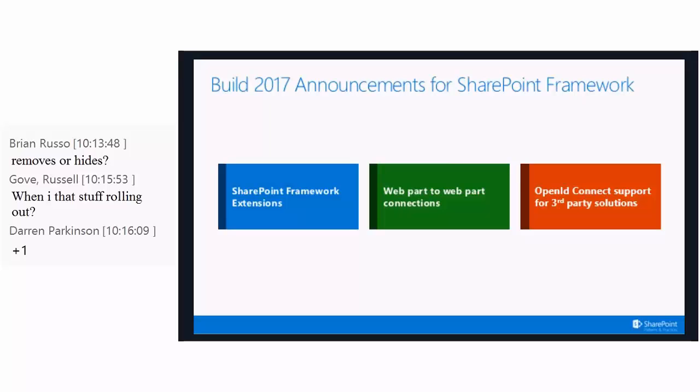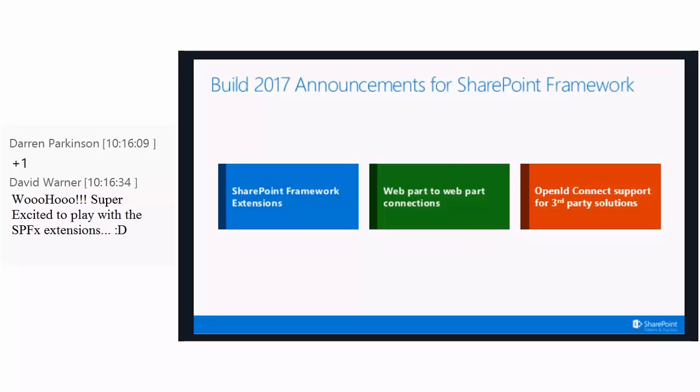We also announced web part to web part connections. So you're able to essentially communicate between web parts, so you can have a list of items and then a detailed web part on top of that. So somebody selects an item, you can show the additional details on it. And then the third thing isn't super easily understandable. What does it actually mean?